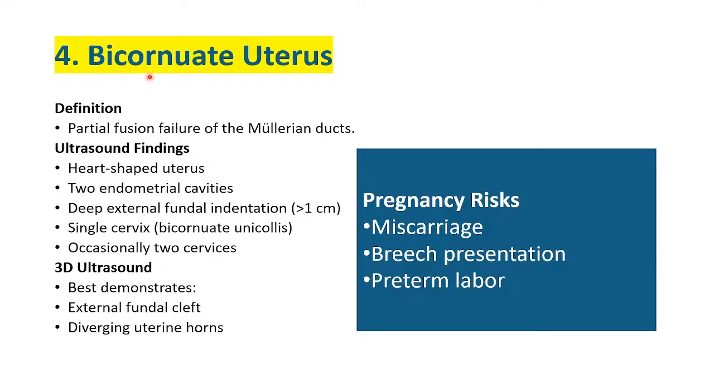The fourth one is bicornuate uterus. By definition, this is partial fusion of the Mullerian ducts. Ultrasound findings: heart-shaped uterus, two endometrial cavities, deep external fundal indentation above 1 centimeter, single cervix; bicornuate unicollis, occasionally two cervices. On 3D ultrasound, we can demonstrate the external fundal cleft and diverging uterine horns. The risks in pregnancy: miscarriage, breech presentation, preterm labor.